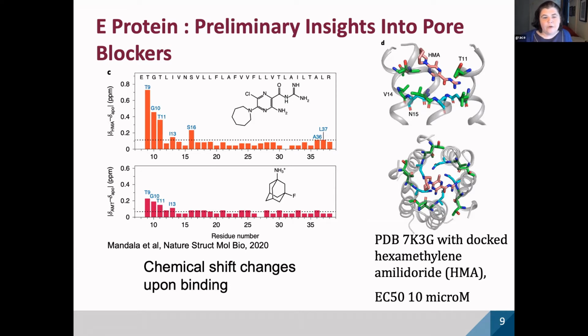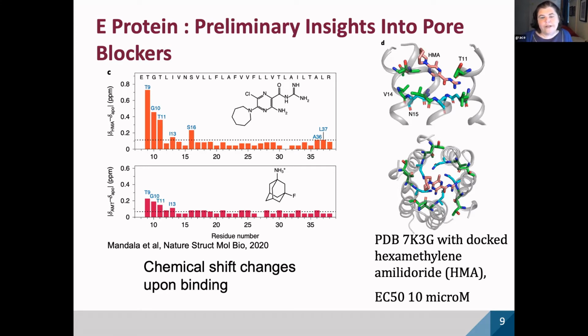What they can do is look here at the chemical shifts, how the chemical shifts change upon binding. Certainly we already know that the end parts of the protein are the ones where the structure is the least well determined. But they do see that when you have block by these molecules, you do have significant changes in the chemical shifts on the two ends, also at S16. So that does lead them to believe that the drugs most likely bind on this end of the channel.